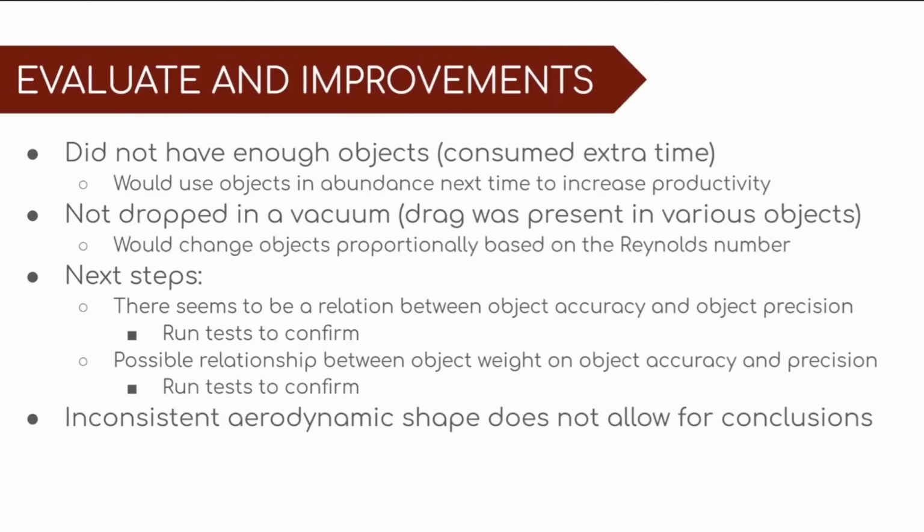So some next steps: there seems to be a relation between object accuracy and object precision. We would run more tests to confirm that. There also appears to be a relationship between object weight and object accuracy and precision. However, like I said before with the bottle, we can't really make conclusions based on that due to the drag. And yeah, the inconsistent aerodynamic shape doesn't allow for too many conclusions.